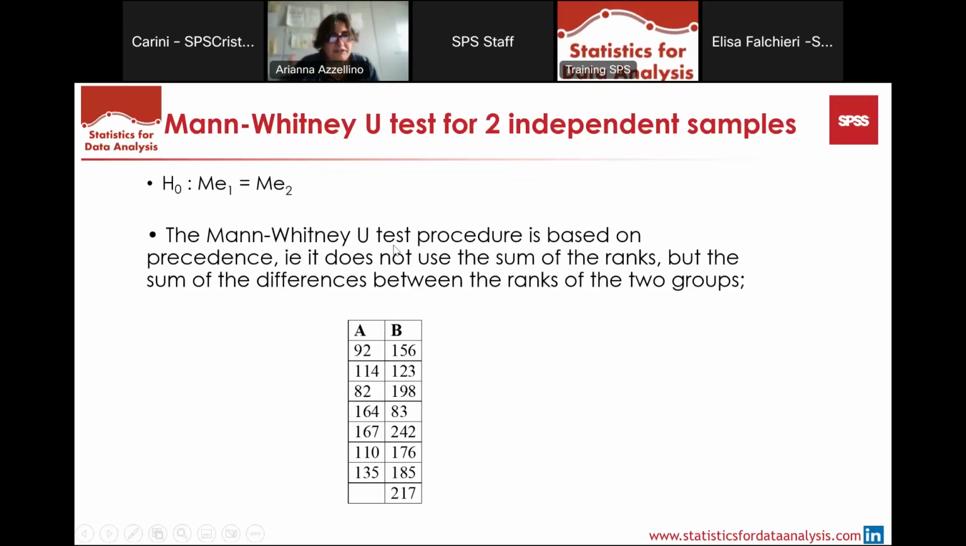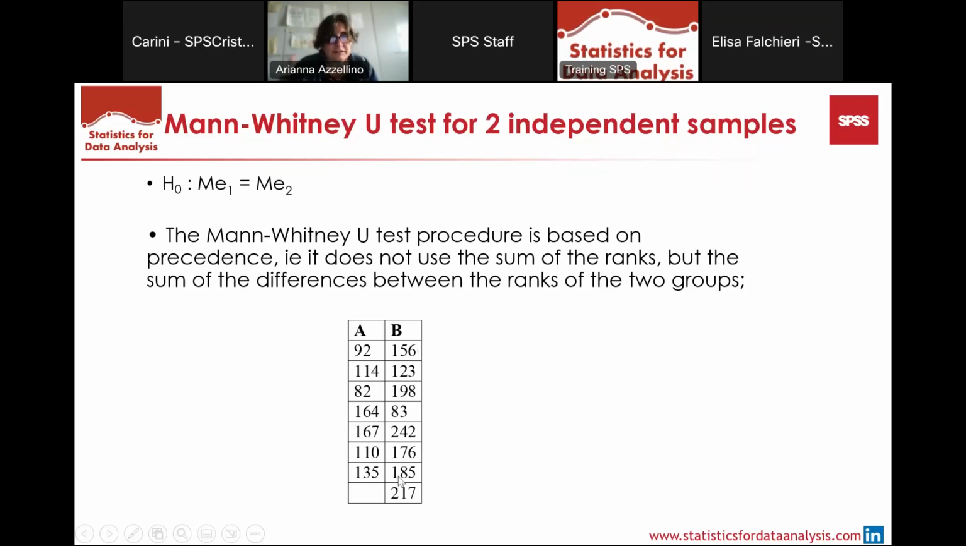Considering this Mann-Whitney procedure, even though we said before that non-parametric procedures consider ranks instead of the real quantitative variable of the dependent, in this case, this test considers the statistic U, which is given by the so-called number of precedences. And I will explain in the following slide what is meant by that.